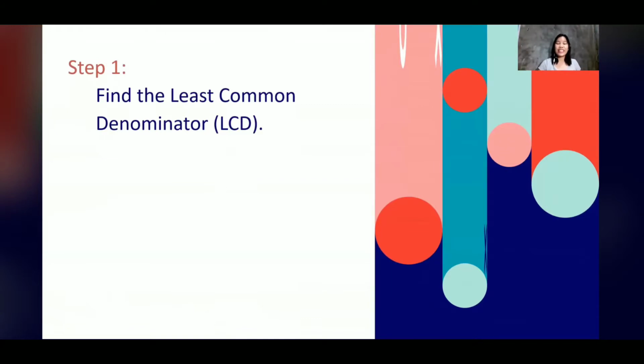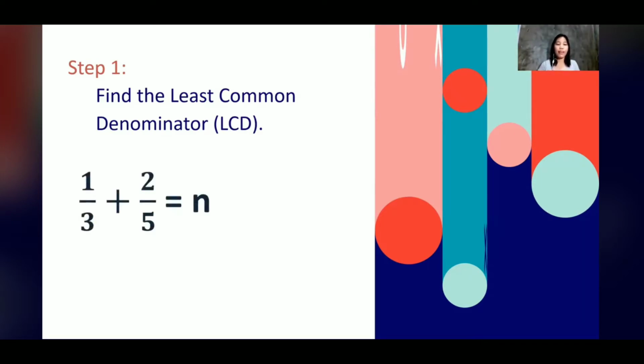Step 1. Find the least common denominator. The least common denominator is what? Yeah, the lowest common multiple. Are you familiar with this? I see, because this one is already part of your lessons when you were in grade 5, 4, or when you were in lower grade levels, right? So today we will just recall it because this is part of our topic for today.